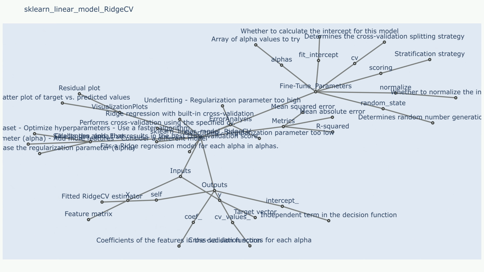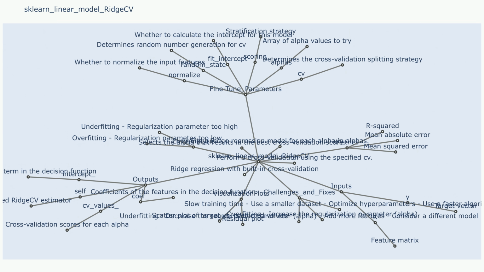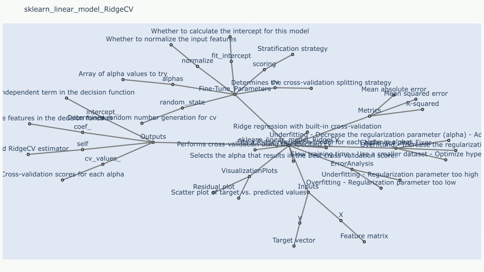GCV mode: a string indicating the type of generalized cross-validation (GCV) to use, if applicable. Store CV values: a boolean indicating whether to store the cross-validation values for each alpha. Outputs: coef_: the coefficients of the fitted linear model. Intercept: the intercept term of the fitted linear model. Alpha: the optimal alpha value selected by cross-validation. CV values: if store CV values is true, an array containing the cross-validation scores for each alpha value.